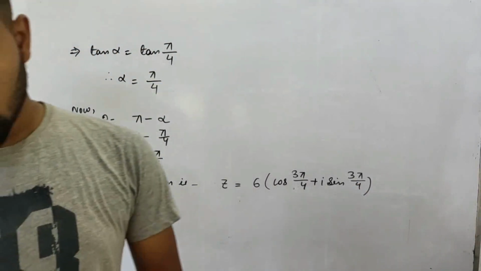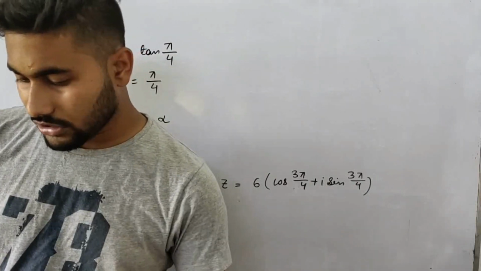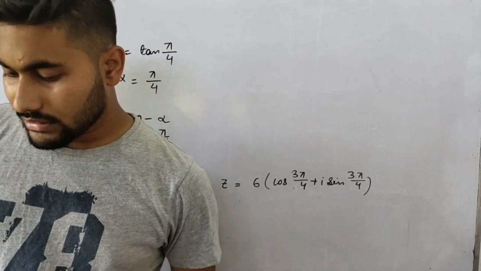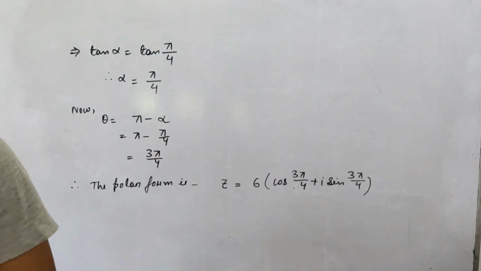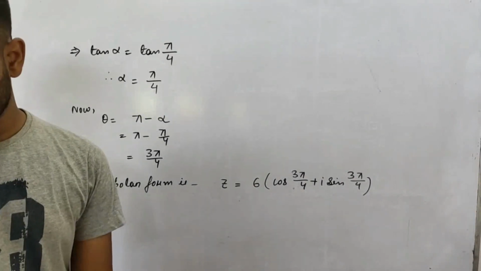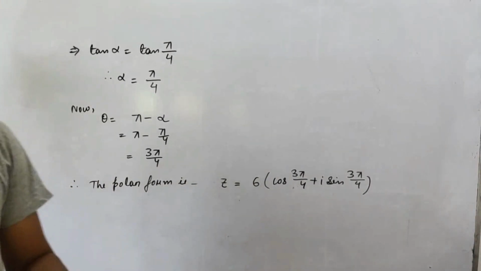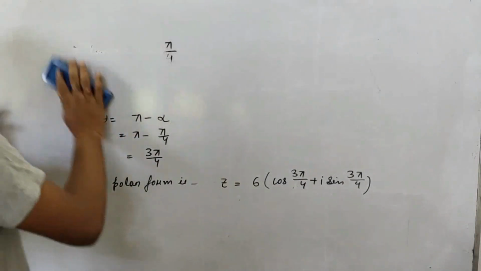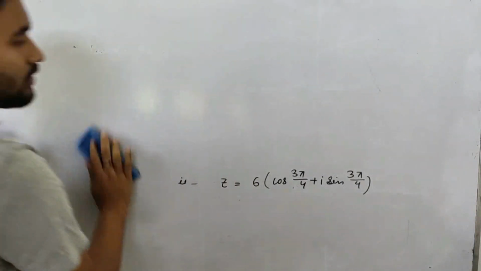So same way you do the rest of the questions from question number 2. Okay. Now let us see question number 3. Express the following complex number in the polar form. The complex number is already in the polar form. You see, already theta is there. Only you have to arrange it.